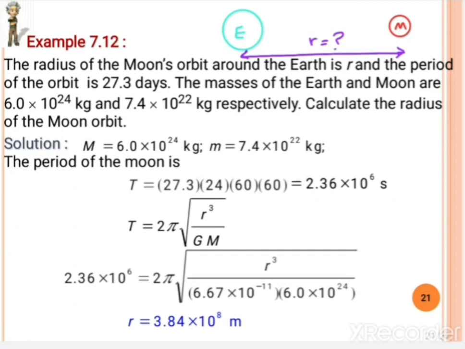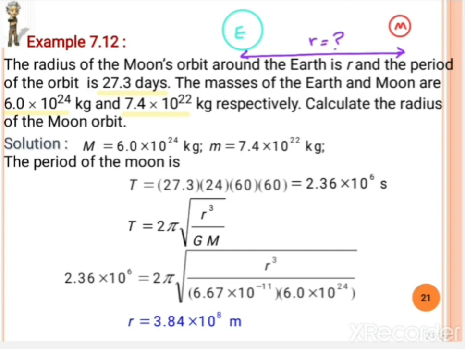We go to example 7.12. The radius of the Moon's orbit around the Earth is r, and the period of the orbit is 27.3 days. The masses of Earth and Moon are 6 times 10 to the power of 24 and 7.4 times 10 to the power of 22 kilograms. Calculate the radius of the Moon's orbit. Alright, so this one is Earth, this one is Moon.